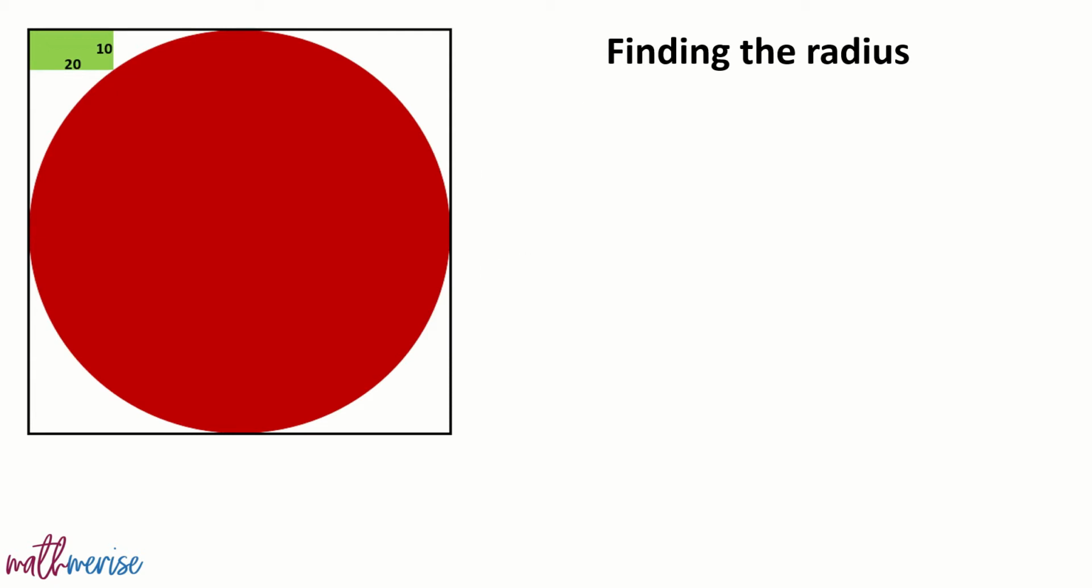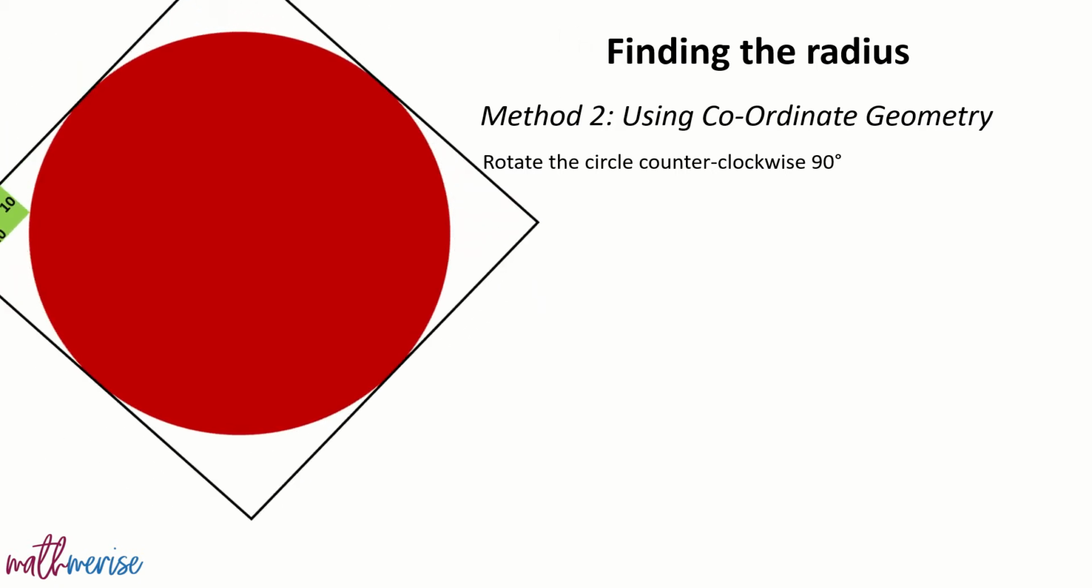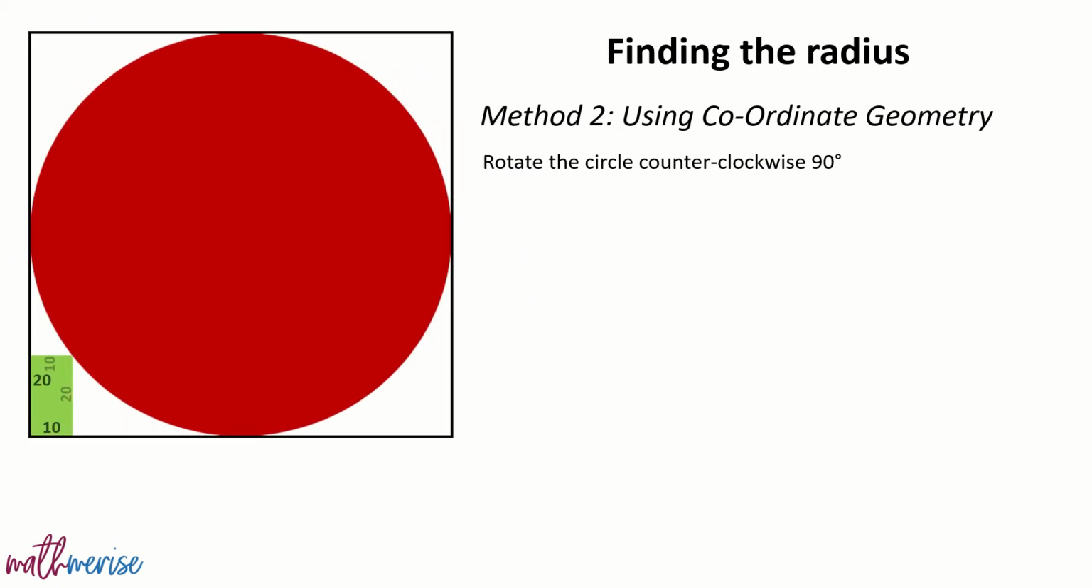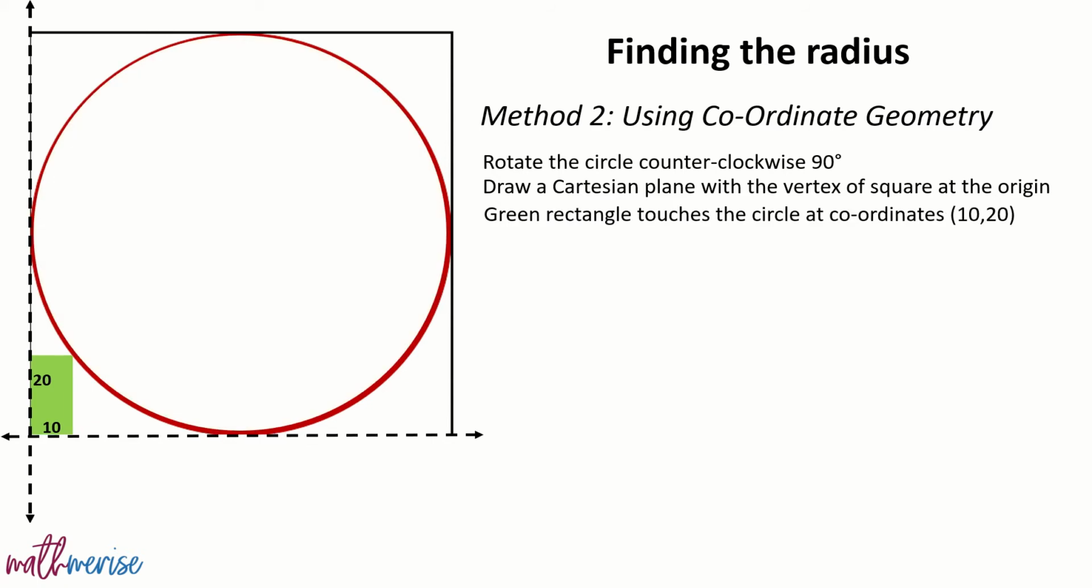Now we will solve this problem using the second approach, that is using coordinate geometry. First we will rotate the circle counterclockwise 90 degrees. Draw a Cartesian plane through the vertex of the square at the origin. The length and breadth of the green rectangle here are 10 and 20. So the coordinates (10, 20) are already present on the circle. Coordinates of the center of the circle are (r, r).